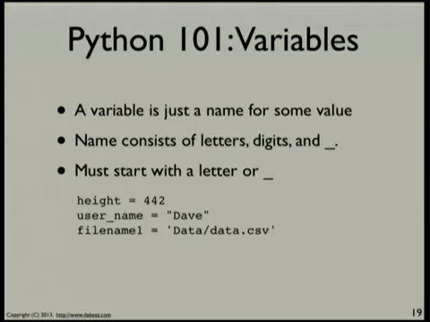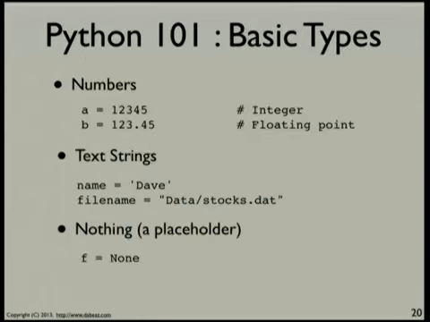If you come from other programming languages like Java or C, you don't declare types. You don't say it's an integer or a float or anything like that. The type basically comes from what you assign it. Like 442 is an integer, for instance. There are some basic data types that you work with in programs. For numbers, there are integers and floating point. You specify that with the decimal point. If you don't have a decimal point, it's an integer.